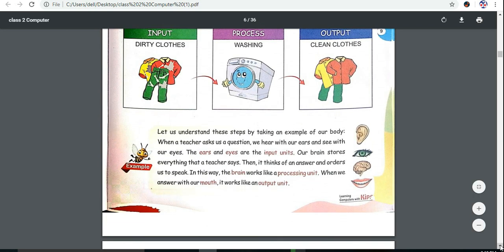Next, let us understand this by taking an example of our body. When a teacher asks us a question, we hear with our ears and see with our eyes. The ears and eyes are the input units. Our brain stores everything that the teacher says. Then it thinks of an answer and orders us to speak. In this way, the brain works like a processing unit. When we answer with our mouth, it works like an output device.